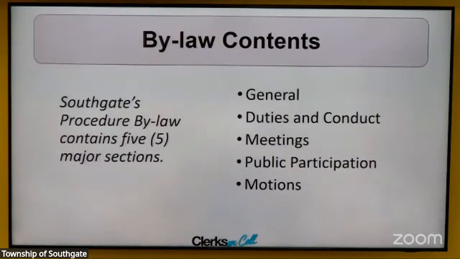So as I mentioned, when drafting the new procedure bylaw, it's important to keep the information in sections that staff and council can easily refer to without having to read the entire bylaw to find the particular part that you want to reference. So it's for this reason that we've divided the new bylaw into 5 major sections. So a general section, duties and conduct, meetings, public participation, and motions.